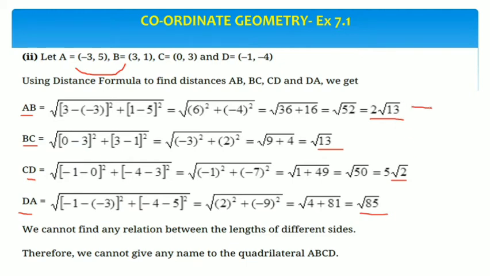Now we see that in this quadrilateral all 4 sides are different. So this does not belong to a very special class of quadrilateral. It is simply a quadrilateral. No name can be given. And here we can omit finding the diagonals, because if all 4 sides are unequal, then there is no need of checking the diagonals.